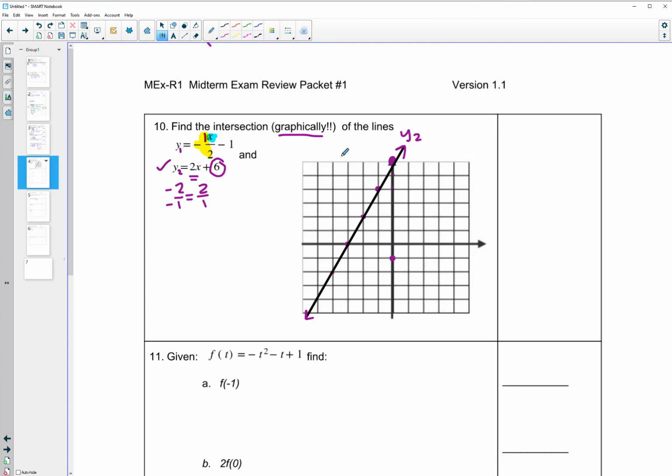So here's the y-intercept. That's where we pass through the y-axis, right? It's actually the y value, right? The point is always 0, -1, right? So that's the y value of the y-intercept. This is the y-intercept.